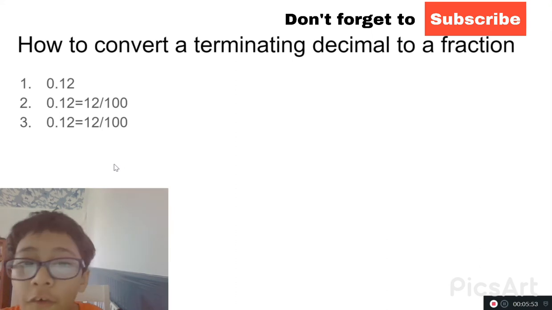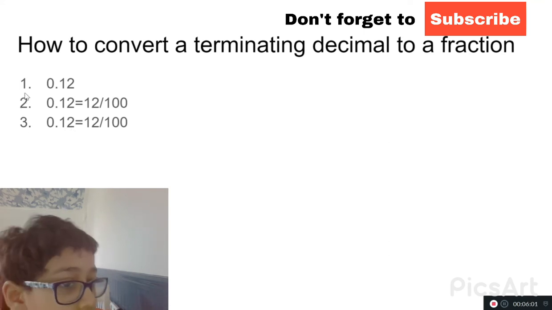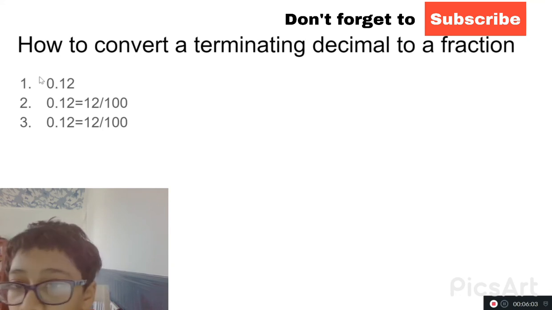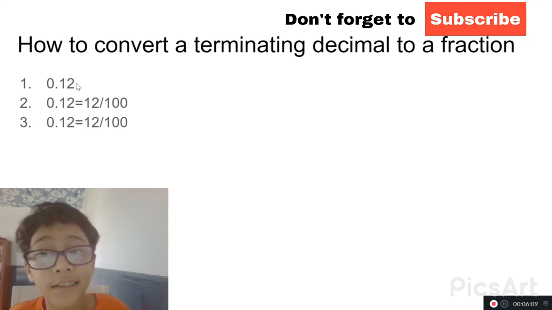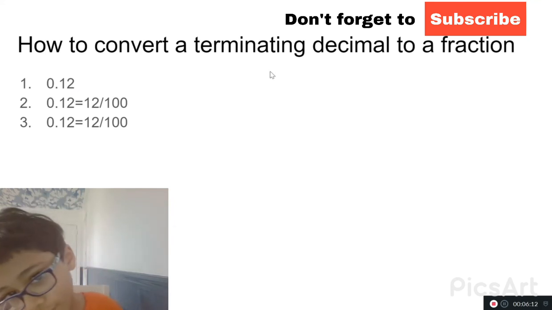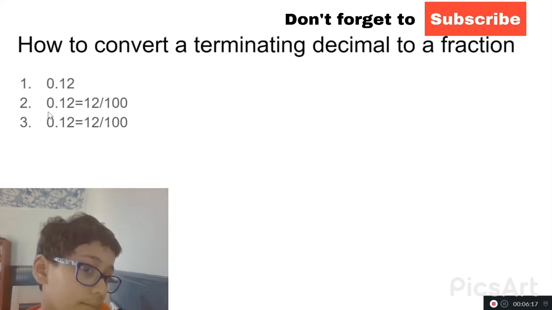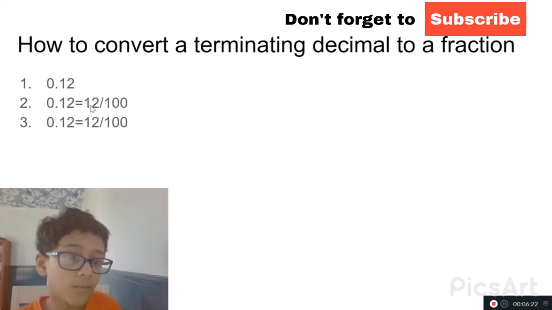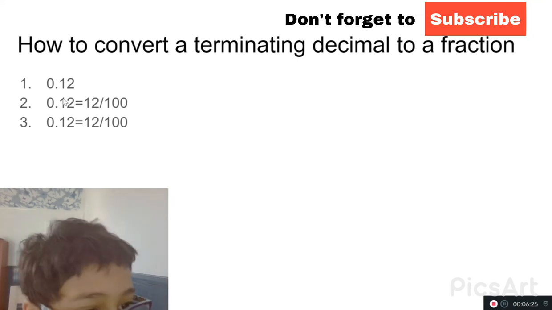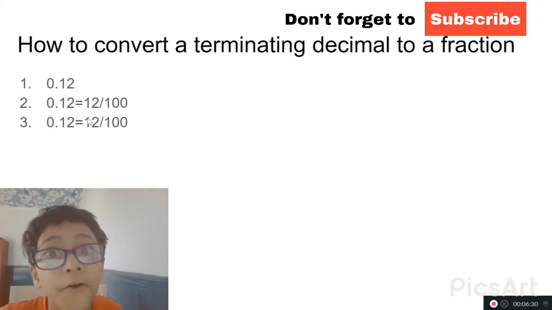Now here's how to convert a terminating decimal to a fraction. This is much easier. So step 1 is just 0.12. That's the decimal that we are going to convert to a fraction. Remember, it's a terminating decimal because it does not go on forever. Now 0.12 equals 12. 12 is the number that is after the decimal point, so that is going to be our numerator.